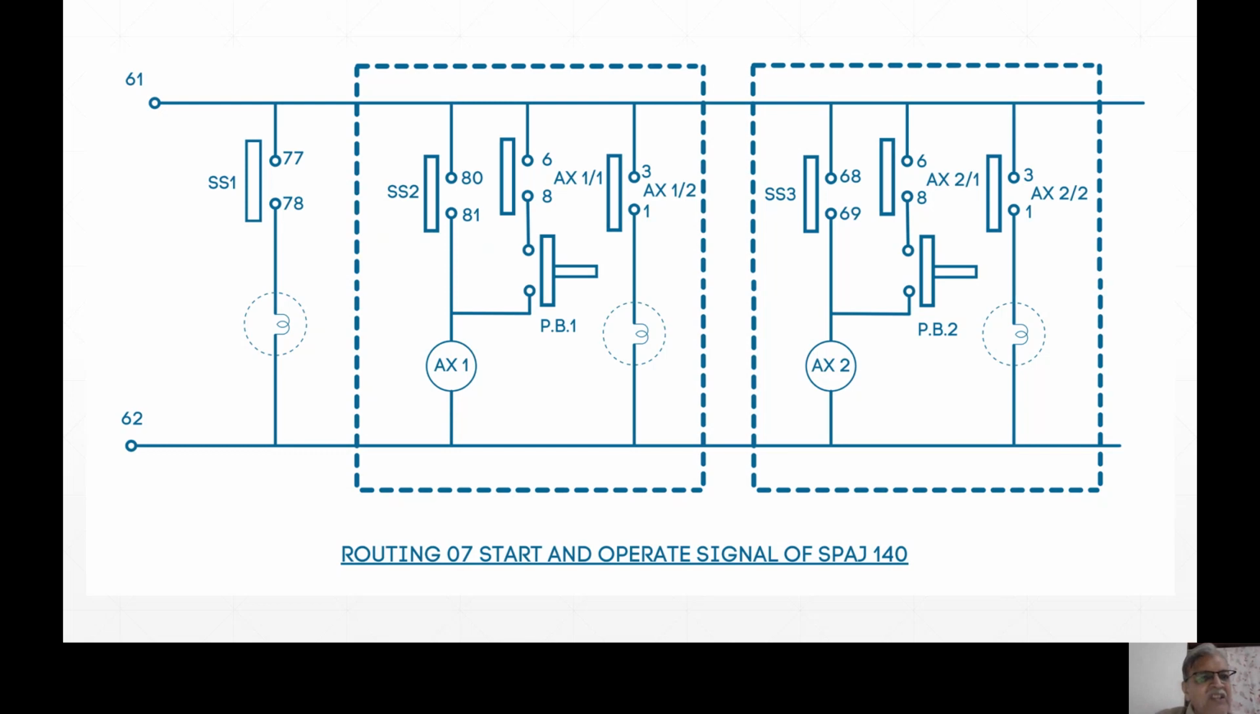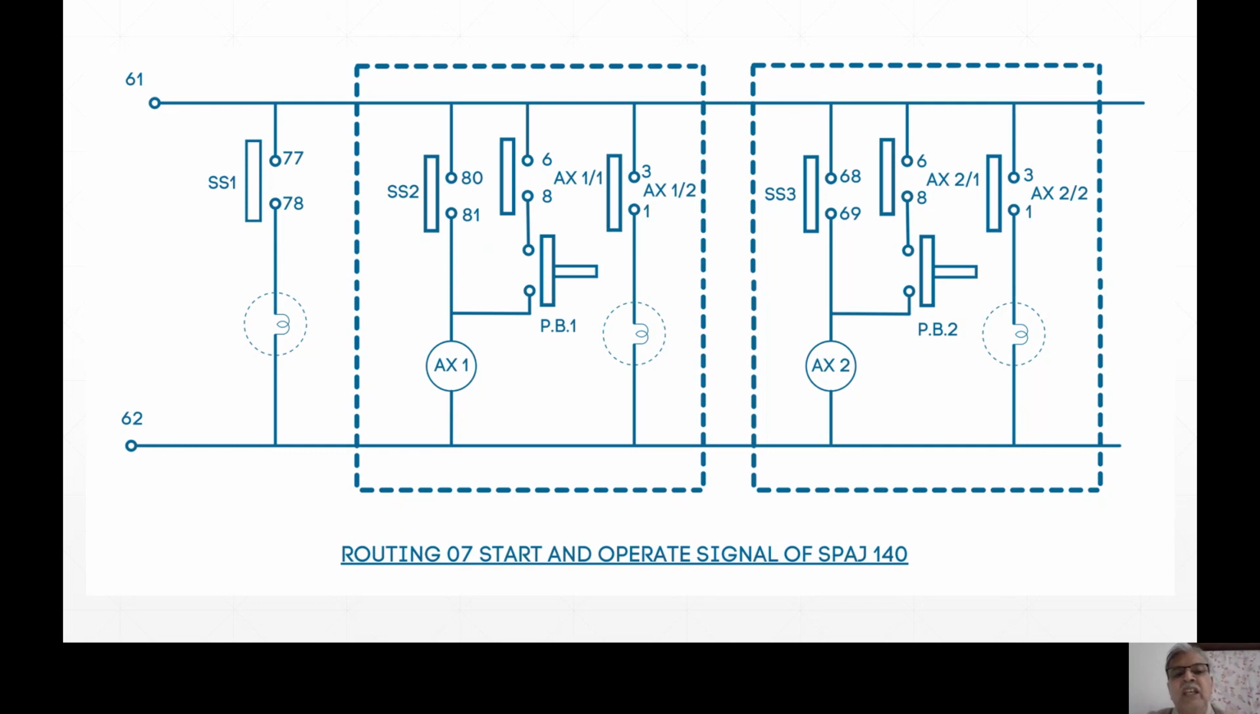We have wired this. SS1, 77 and 78 is start, so that the start lamp will come and you will come to know that the relay has started. And for the operate signal, SS2 and SS3, the lamp will come. But you see, they are self-reset. Contacts 80 81 of SS2 and 68 69 of SS3 are self-reset. So the lamp will go away once the relay resets.